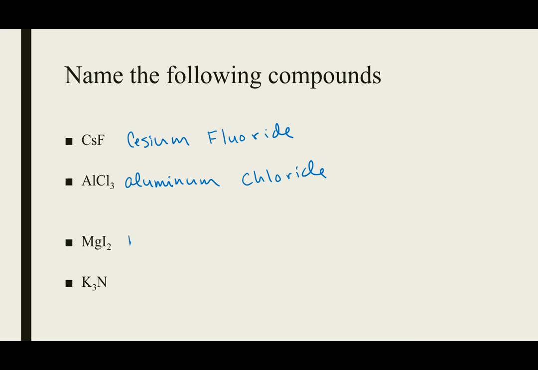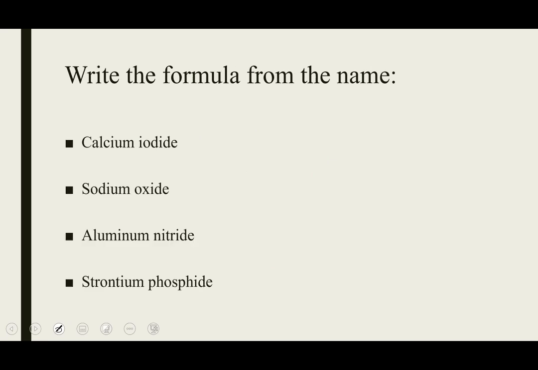So MgI2 would just be magnesium iodide. And then K3N would be potassium nitride. Okay, just make sure you're changing those endings to "ide."